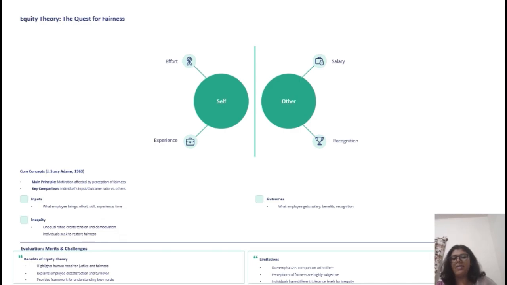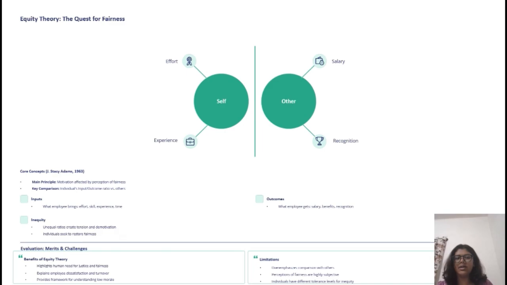The applications at work: in the workplace, equity theory helps managers ensure fair compensation and reward systems, promote open communication about performance and pay, encourage teamwork and trust by treating employees consistently, and reduce turnover by maintaining perceived fairness. And the application for self motivation is that equity theory also applies to self motivation.